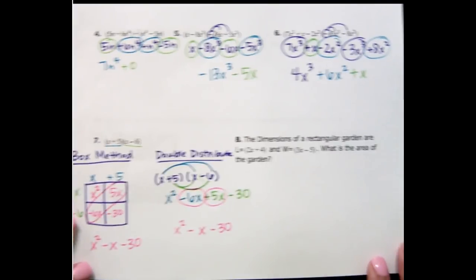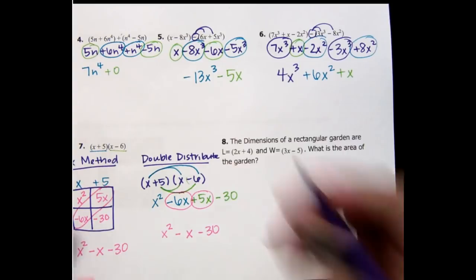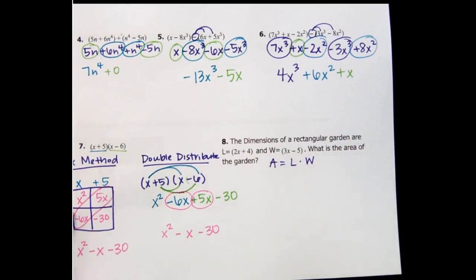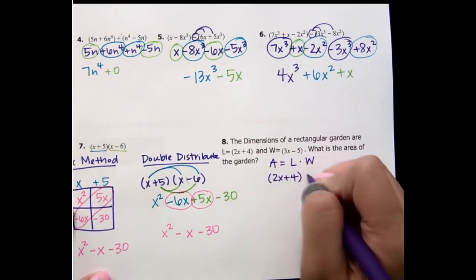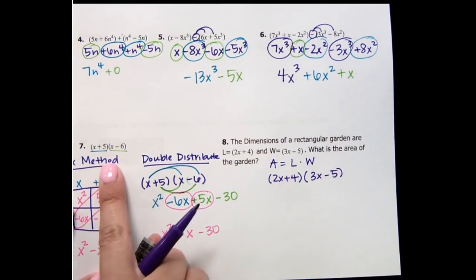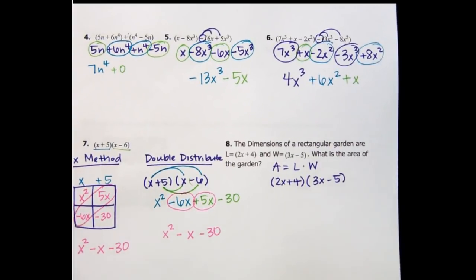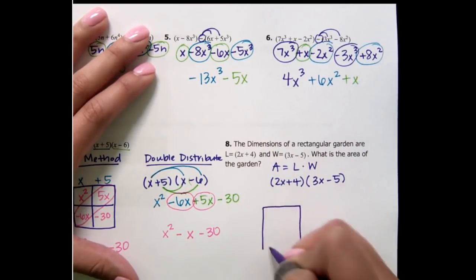So in number 8, we have the dimensions of a rectangular garden. The length is 2x plus 4 and the width is 3x minus 5. We want to know the area of the garden. Well, to find the area, I need to do length times width. So that looks like 2x plus 4 times 3x minus 5. So this is still either a box method or double distribute problem. It just comes in the form of a word problem. So I'll do both. Box method first, and then I will double distribute.